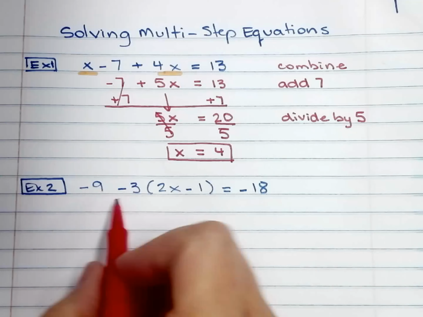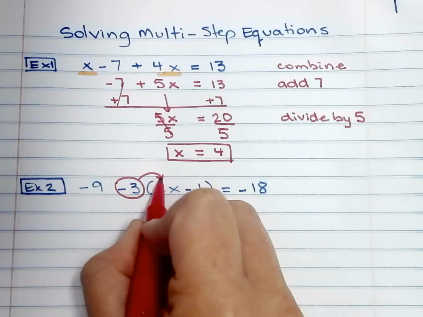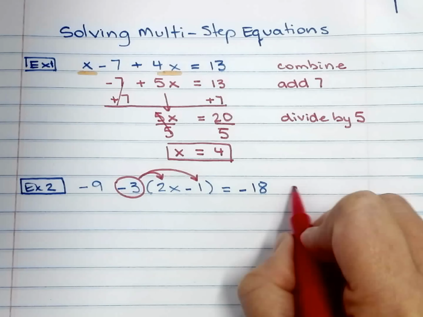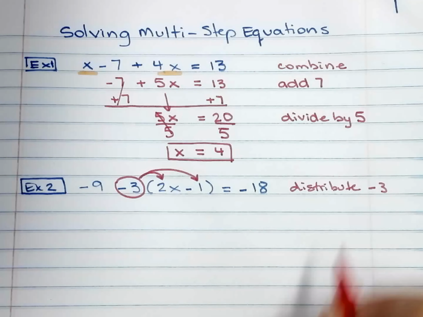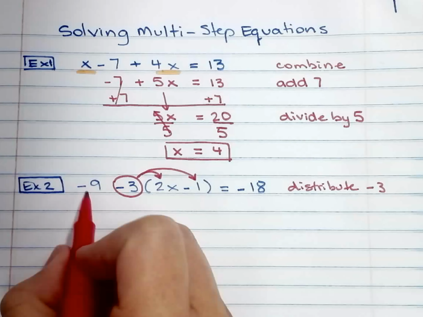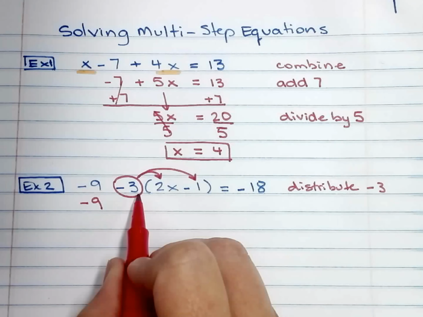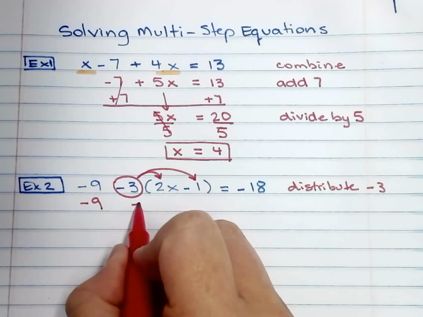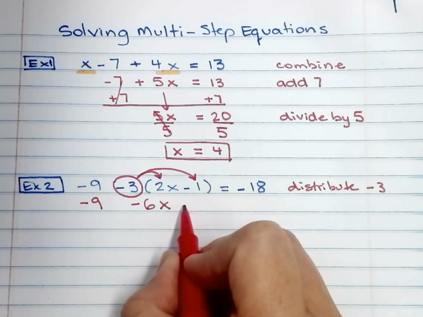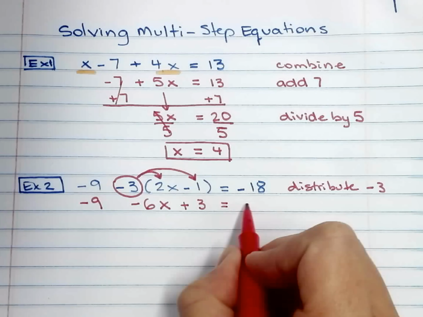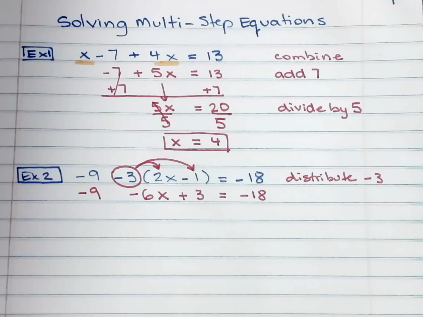Example 2. I'm going to start by distributing -3 right here. When I distribute, I multiply. So distribute -3. I don't do anything with -9 to begin with. So when you distribute, you multiply. So I have -3 times 2x, that's -6x. -3 times -1 is +3. Now, those that I didn't do anything with, just rewrite them.